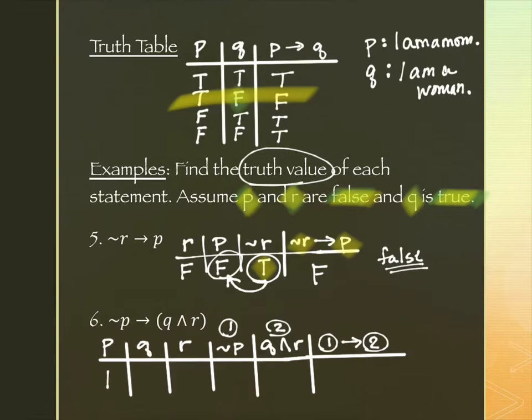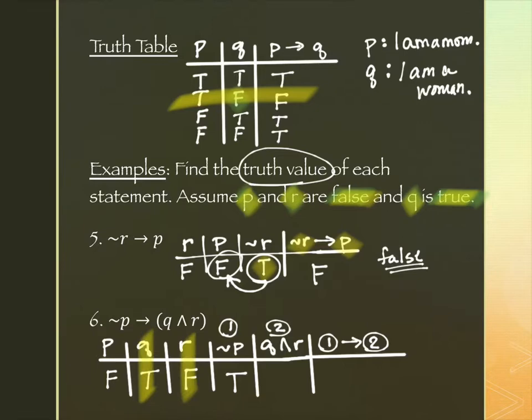Okay. P, true or false? False. Q? True. R? False. Okay, so that's the parts they gave us. So what's the negation of P? True. And statement. We haven't done an and statement today. An and statement has us go back and look at Q and R.